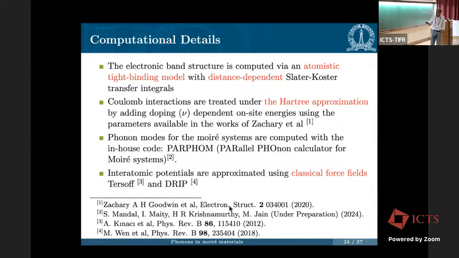To account for some electron-electron interaction, we are going to include them only up to the Hartree level, not the Hartree-Fock level or anything beyond that, just the Hartree level. And we are going to follow the same program that we did for phonons.